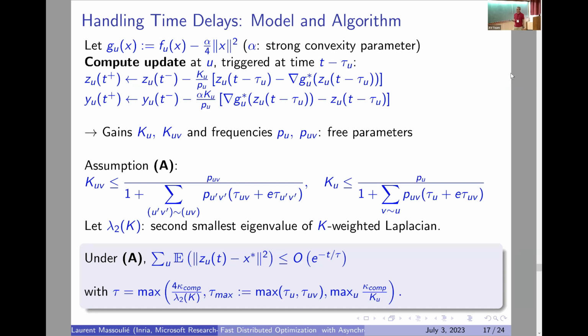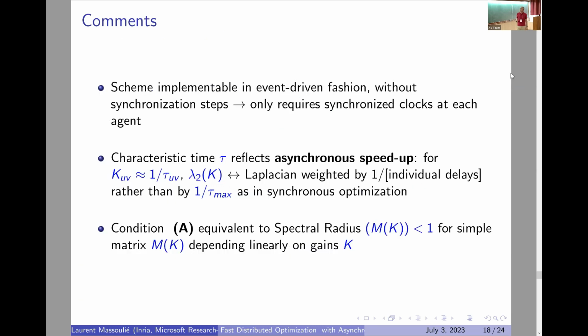So the precise dependency is this kappa comp over lambda 2 of K. And you have other dependencies. So it's expected that you cannot have a characteristic time that is smaller than the largest of all the delays you have in the system. So that's something that will always show up. And then there's something that is specific to compute updates. But let's focus on this one instead. Okay, so that's the result we have, and I'll discuss a little bit some of the implications.